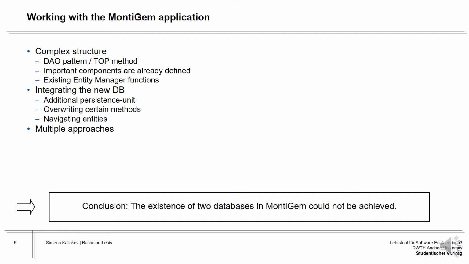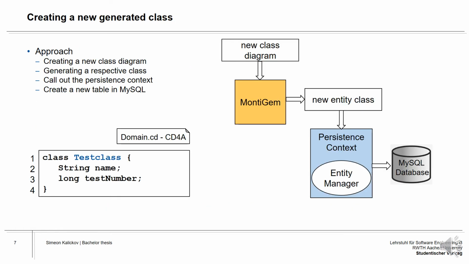But in the end, we came to the conclusion that the existence of a second type of database in MontiGem is not achievable, and to see why it is so, we will go over the main approaches we have applied. The first main approach was to generate through MontiGem a new entity class. Once this was done, we managed this entity by creating a new persistence context with the respective entity manager pointing to the MySQL database. At runtime, the result was that the new entity is not pushed to the second database, but rather to the initial PostgreSQL database.